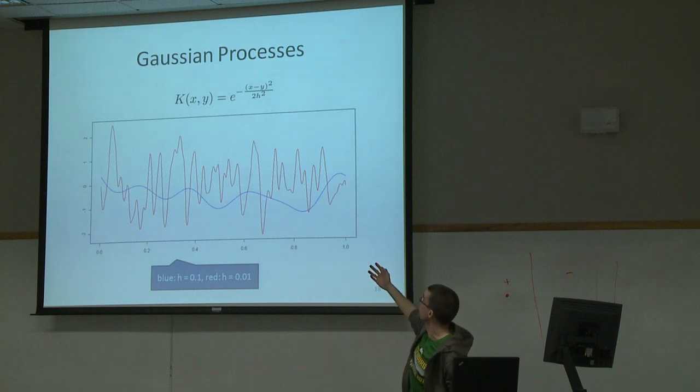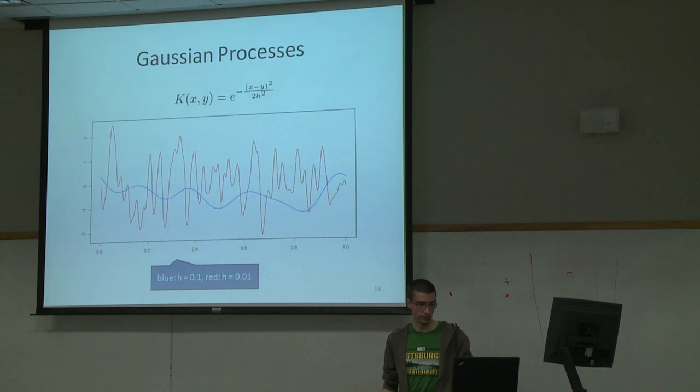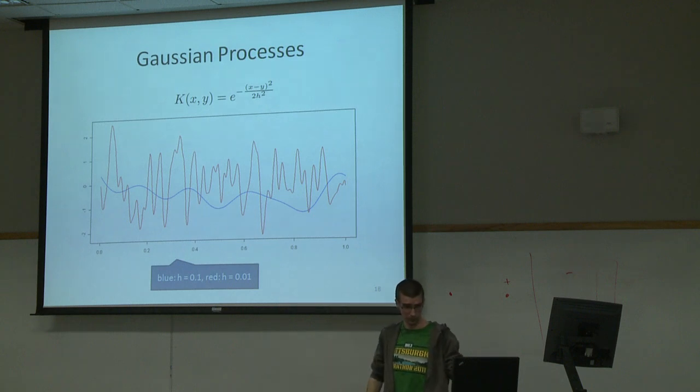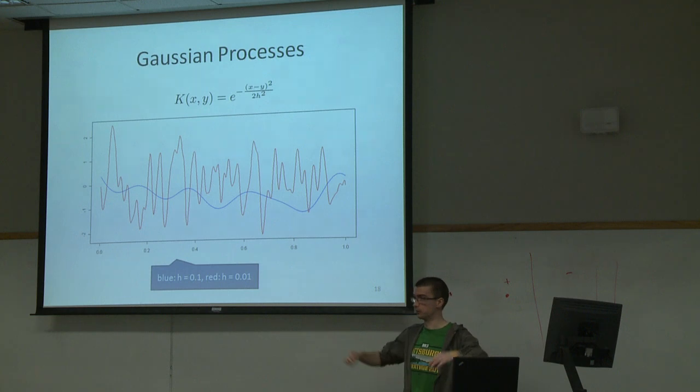Using the covariance kernel, which is basically given by a Gaussian kernel. You can see as this h parameter, which is in the place of the standard deviation of the Gaussian kernel, gets smaller and smaller, the functions become much squigglier, and as it increases, the functions are nice and smooth.